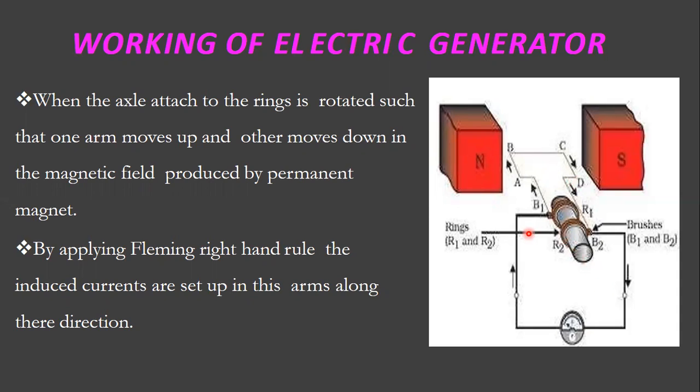See children, when we apply Fleming's right hand rule here, the induced current flows in the direction ABCD. And if there are a large number of turns in the coil, the current generated in each turn adds up to give a large current through the coil, and this means that the current in the external circuit flows from B2 to B1 here.